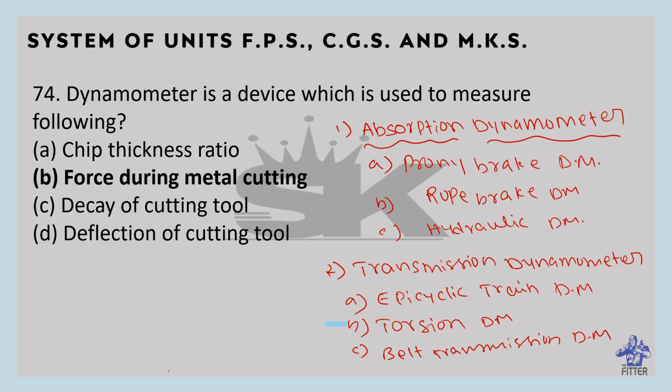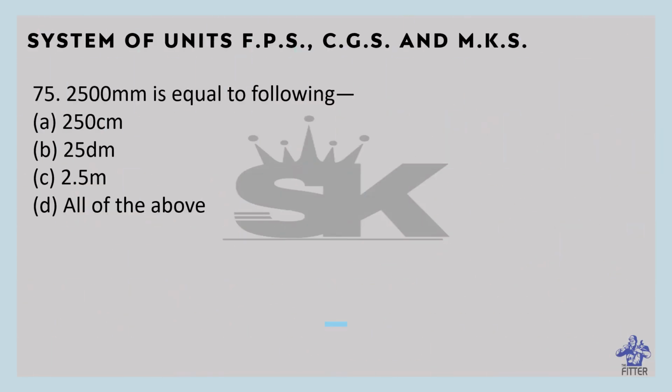2500 mm is equal to the following. 2500 mm equals 250 centimeters. That equals 2.5 meters. That equals 25 decimeters. So here the answer is all of the above.